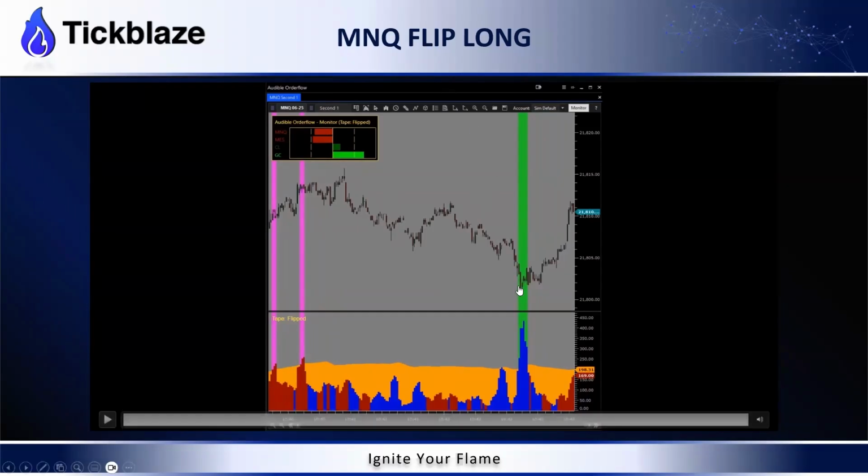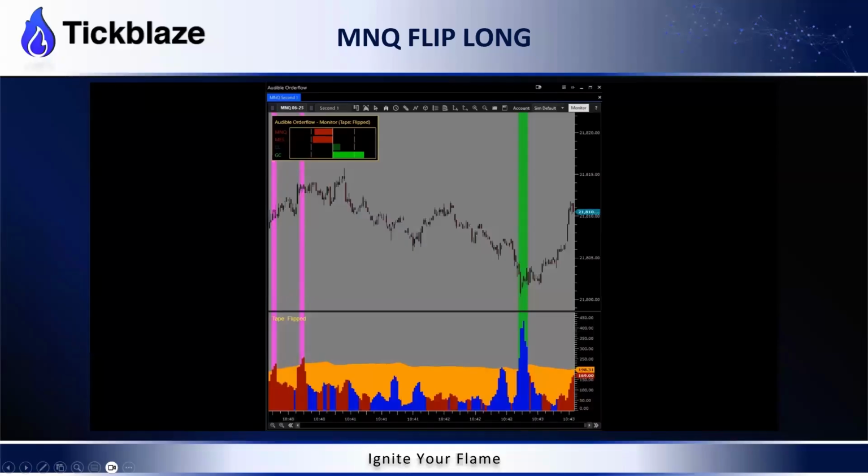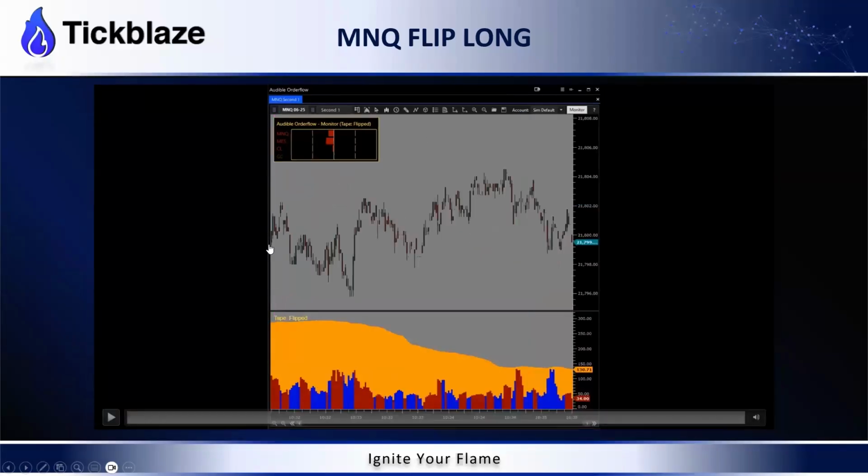Take a look at the accuracy of that. When you flip the script, take a look at the accuracy. Let's take a look at this. Okay, let's do another example. Here's another example of flip long.